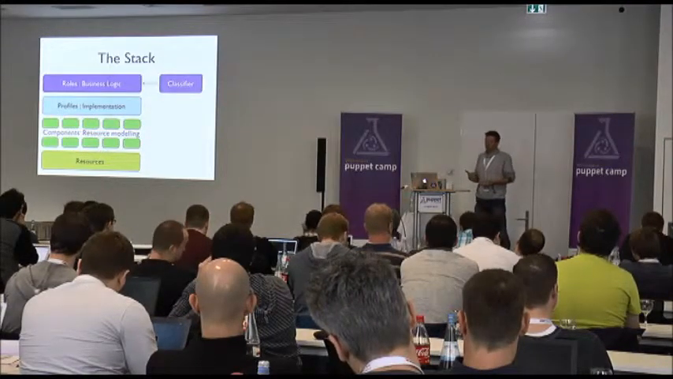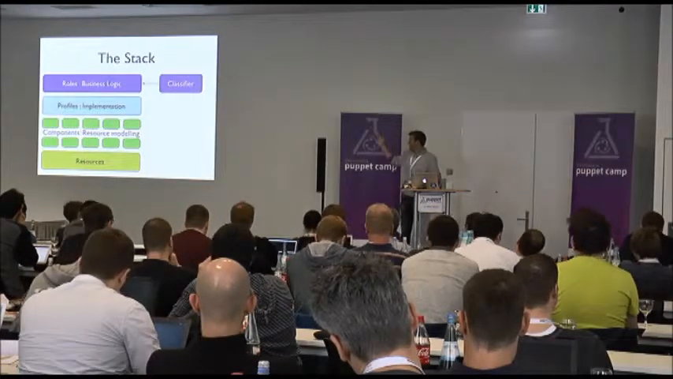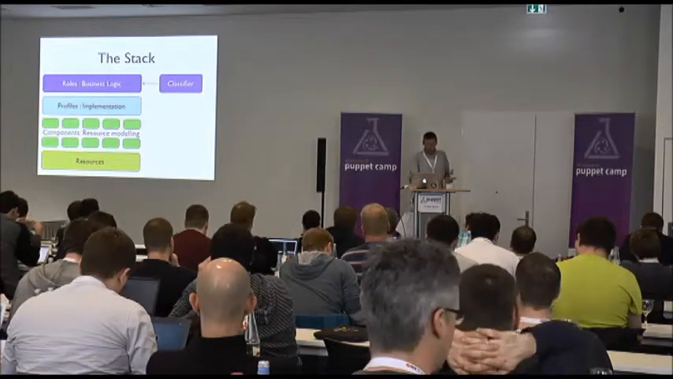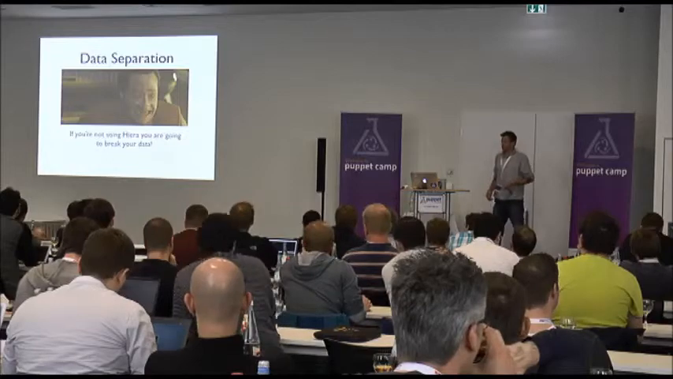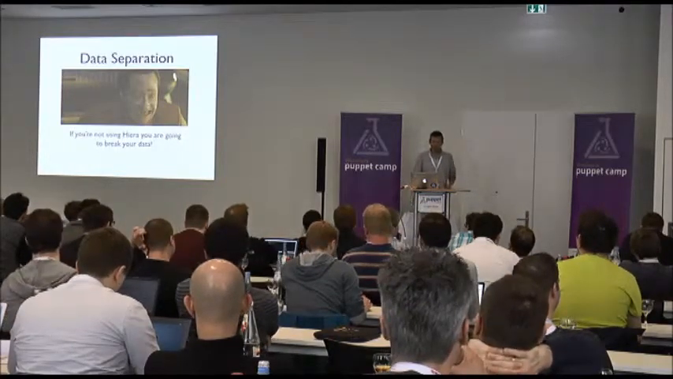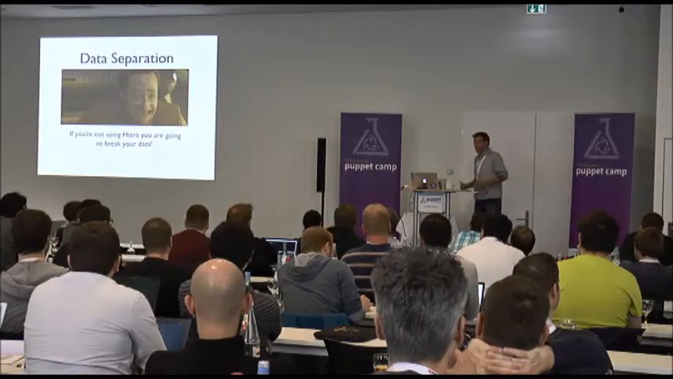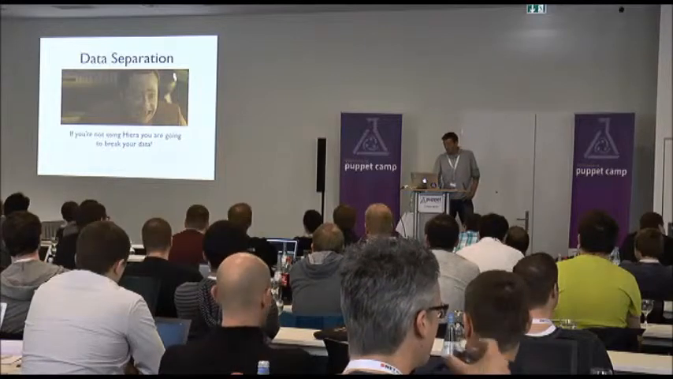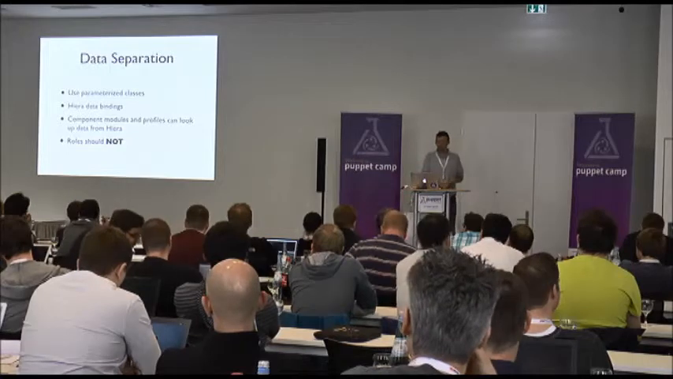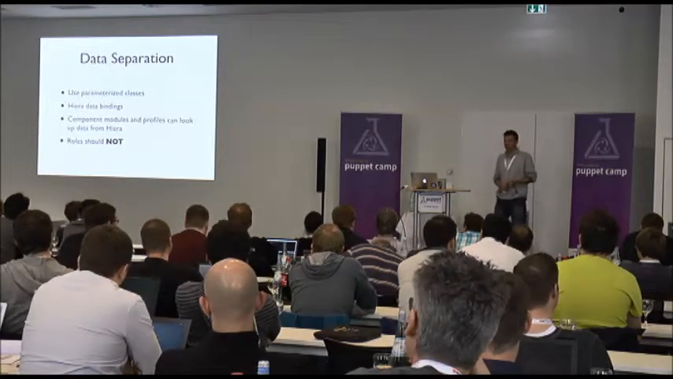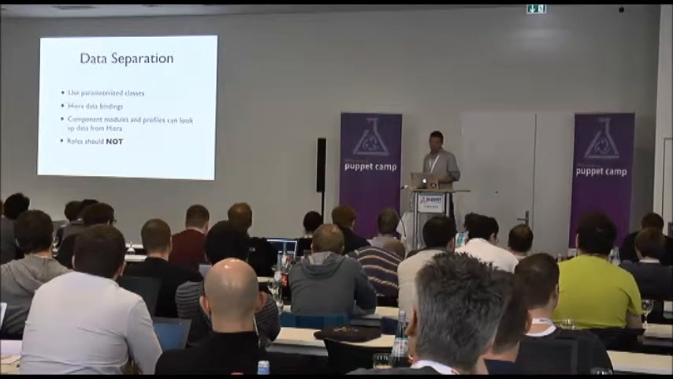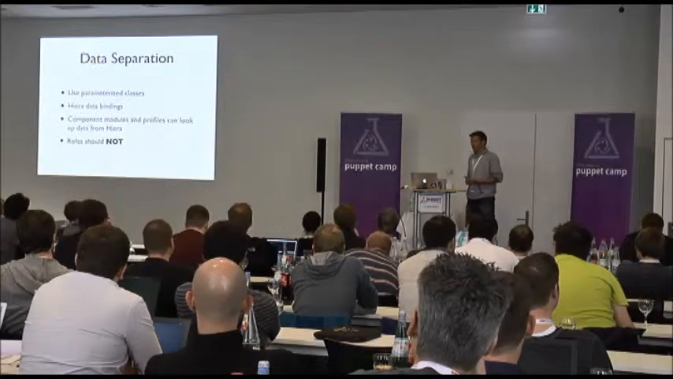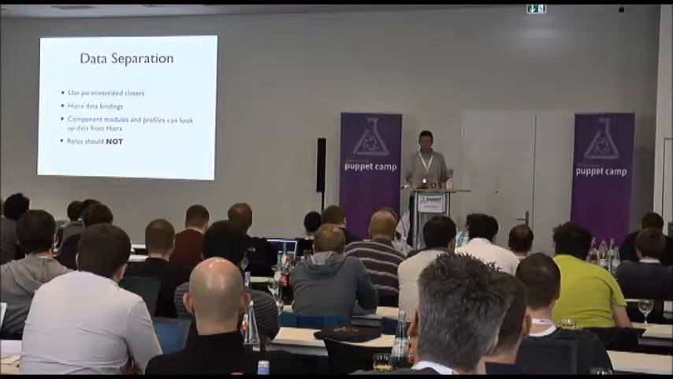So we've looked at resource modeling, we've looked at business logic, we've looked at how to implement all of these component modules, and we've looked at how to classify nodes. The other big thing you need to worry about is what to do with all your data. There was a talk this morning, and somebody asked for a raise of hands who's not using Hiera, and people actually put their hands up. So if you're one of those people, you really, really want to be starting to use Hiera tomorrow, or you're going to break your data. With data separation, we use parameterized classes, and we do that to take advantage of Hiera's data bindings, so we can automatically look values up from Hiera rather than having to hard code that in the module. And in this roles and profiles model, component modules and profiles can look up data from Hiera, but roles should not. Roles are only interested in just gathering profiles.